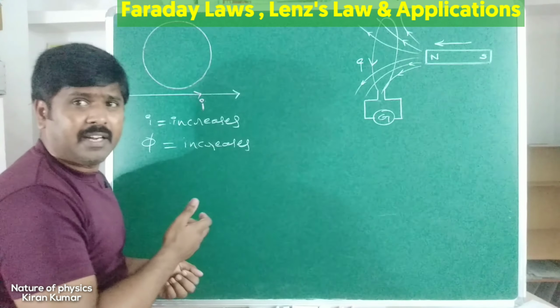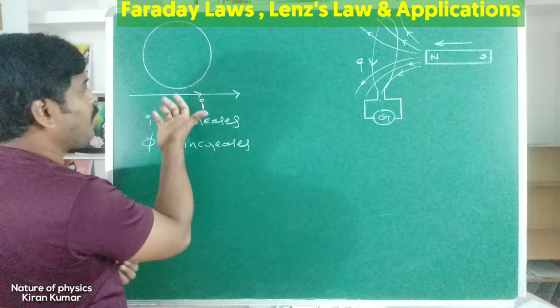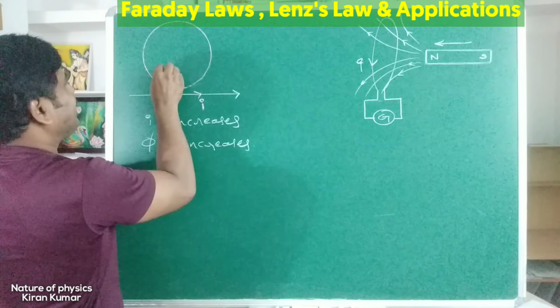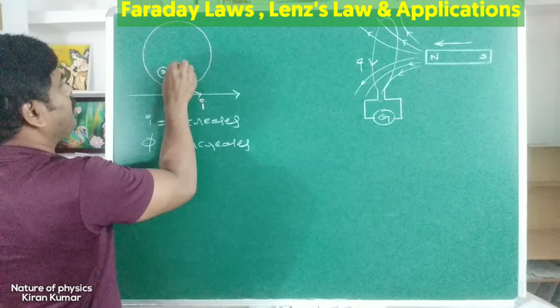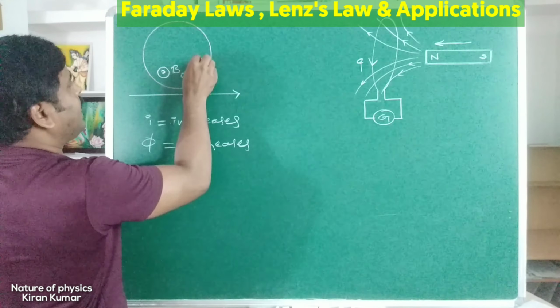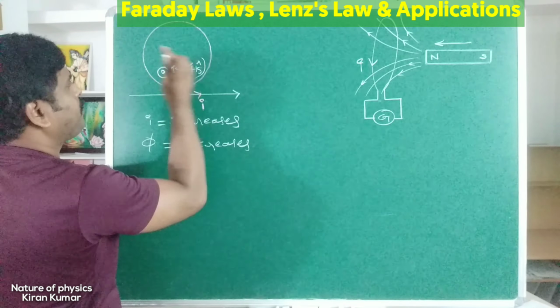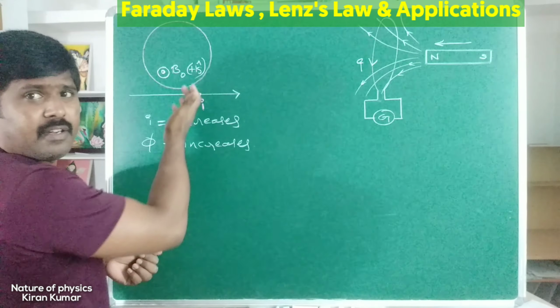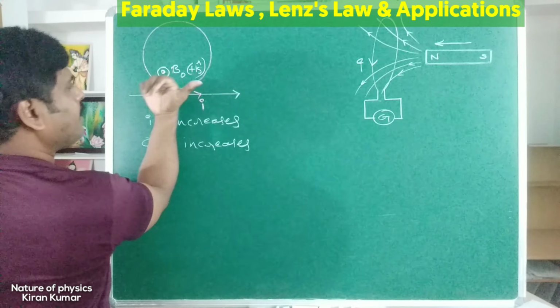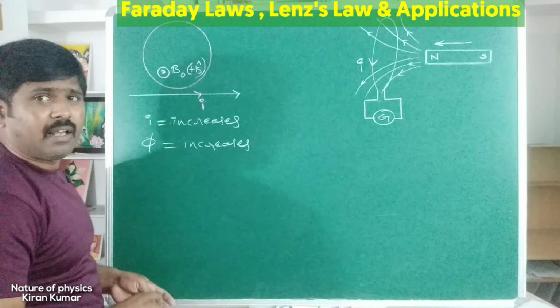So what is the magnetic field direction in the coil according to the right hand thumb rule? So this is the magnetic field, B naught, along the positive Z axis. By the right hand thumb rule, it is out of the paper in the coil, and into the paper down the conductor.